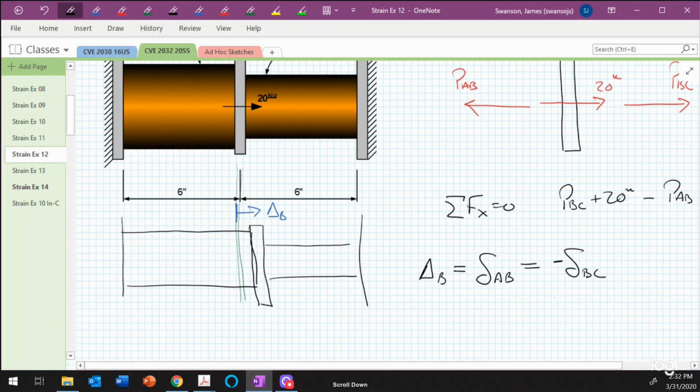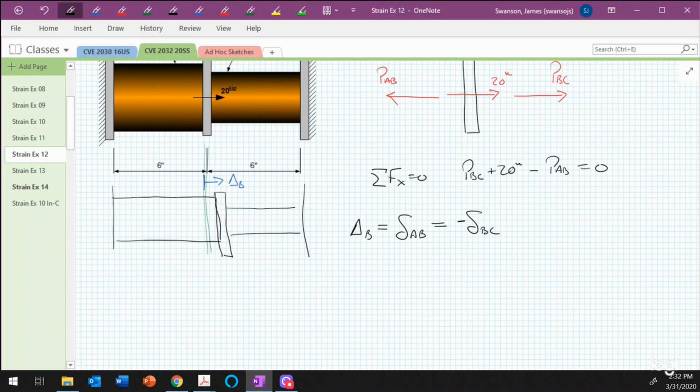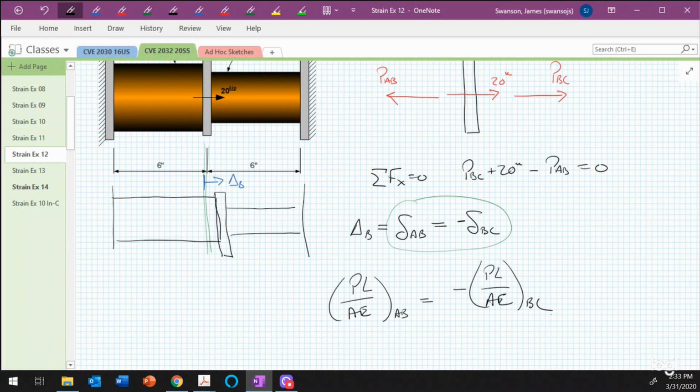So then this becomes the geometric compatibility equation with Hooke's law built into it. So that's the geometric compatibility equation. And now what we can do is substitute Hooke's law. So we know that PL over AE is equal to delta. So that's AB. And then this is going to be minus PL over AE for segment BC. Okay. Now we can work with that.